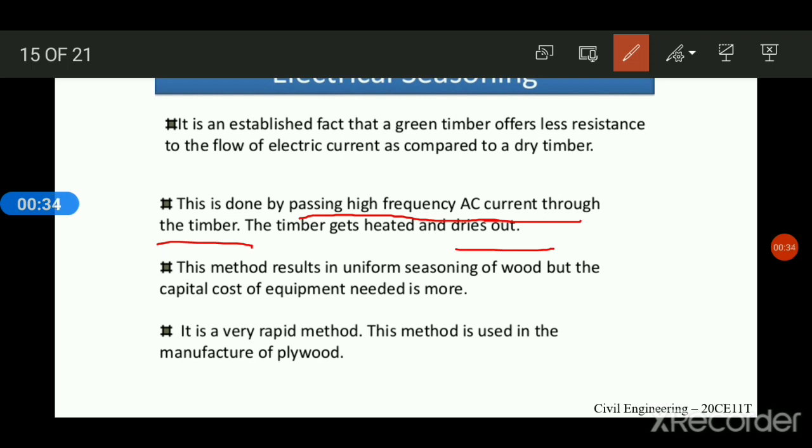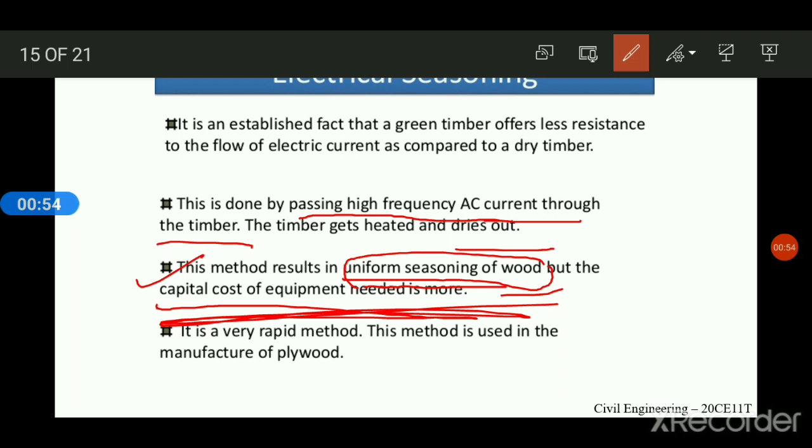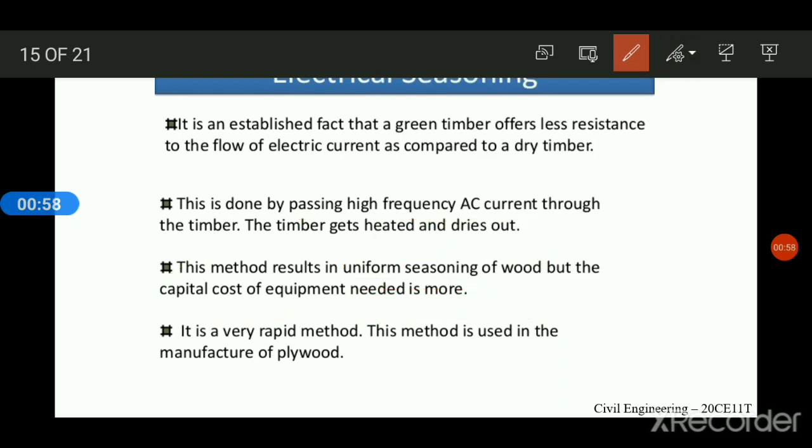Here it's a uniform seasoning of wood. As I keep telling, in artificial methods the seasoning will be uniform, but in electric seasoning the capital cost of equipment is very high. Obviously, this is a very rapid method. This method is used in the manufacture of plywood.